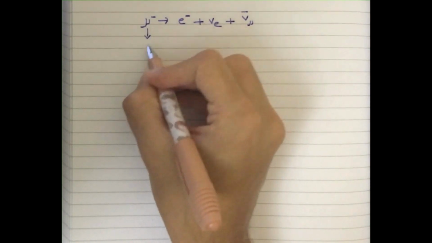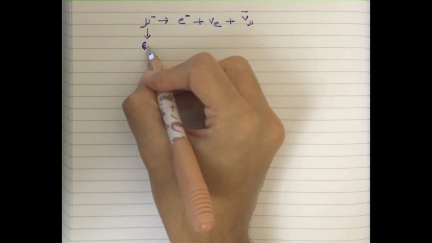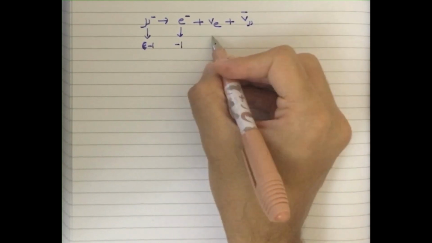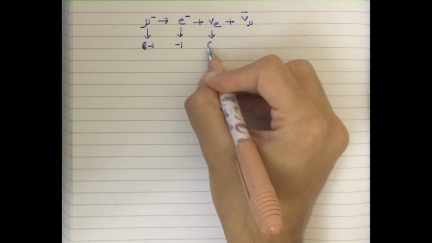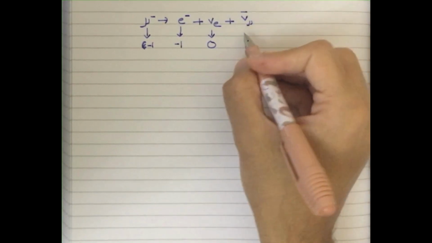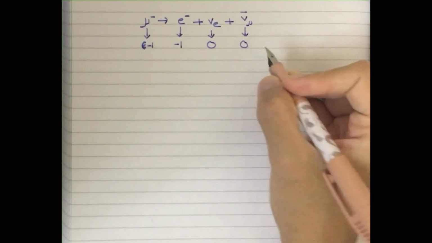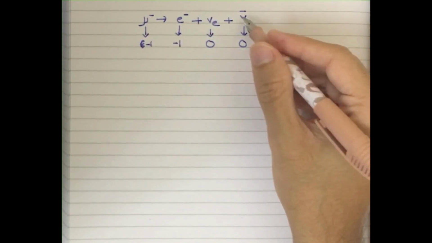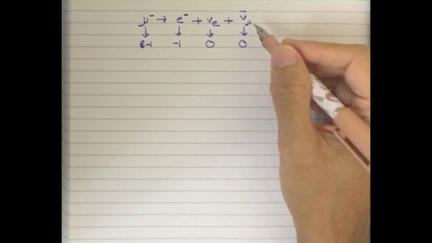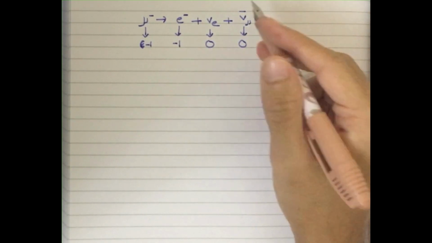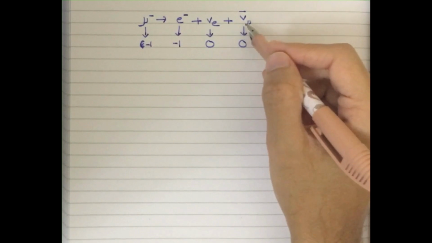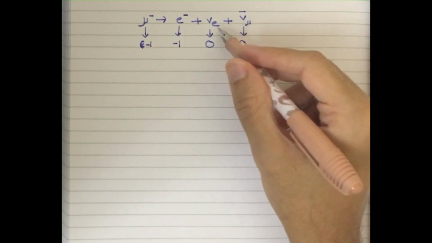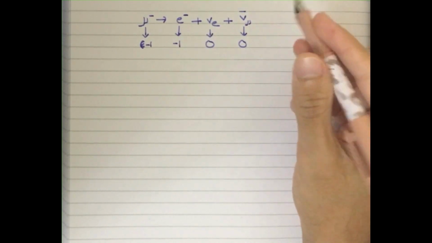We know that the negative muon has -1 charge, the negative electron has -1 charge, and the electron neutrino has 0. All the neutrinos basically have 0 charge. This also has 0 charge, whether it's anti or not anti. If it contains a neutrino symbol, which is ν, with a symbol right underneath it, for example this muon or this electron, the charge is always 0.